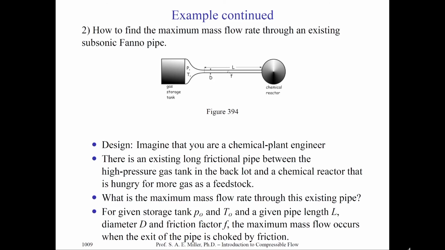Let's look more at this particular example. Let's say we wanted to find the maximum flow rate through an existing subsonic Fanno pipe. Here we have a large plenum. There's a total pressure and temperature within it, and it converges down to a small diameter pipe which goes into a chemical reactor. You might imagine yourself that you're not an aerospace engineer, but a chemical engineer.